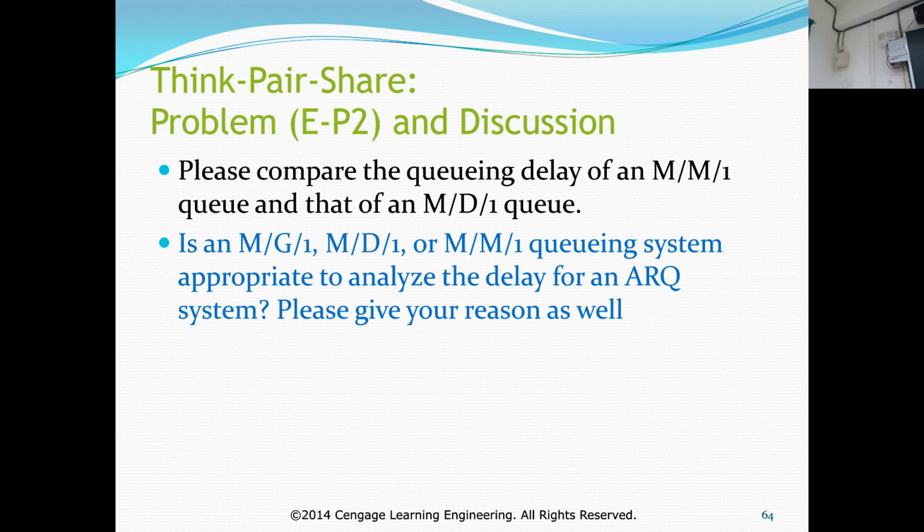First of all, answer the following 2 questions. First one: if we have MM1 and we have MD1, so queuing delay, compare the queuing delay, the formula, and which one is larger. And the second one: MG1, MD1, and MM1.